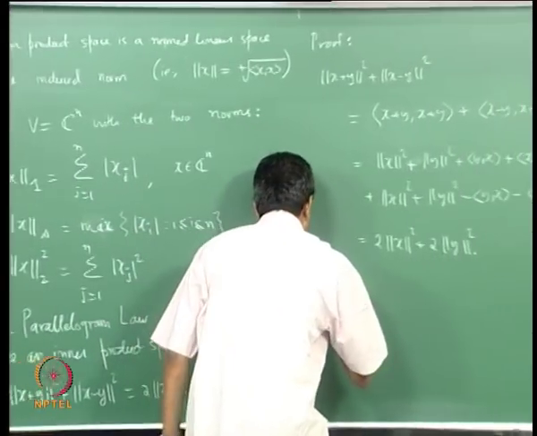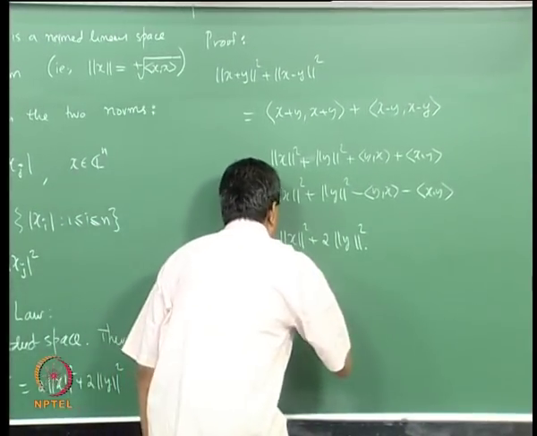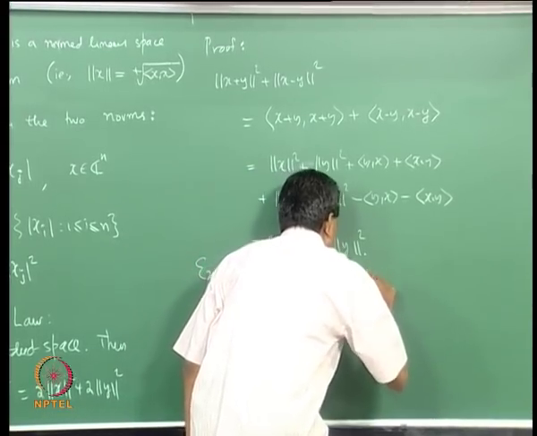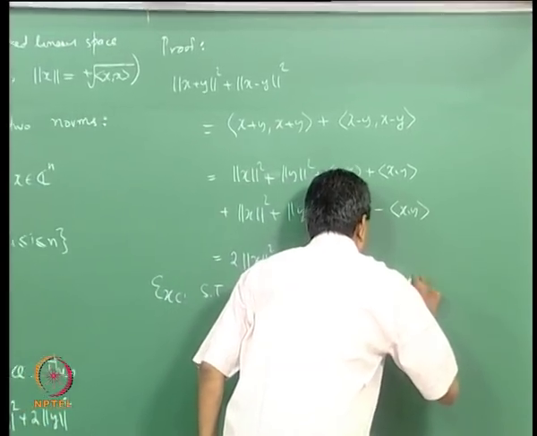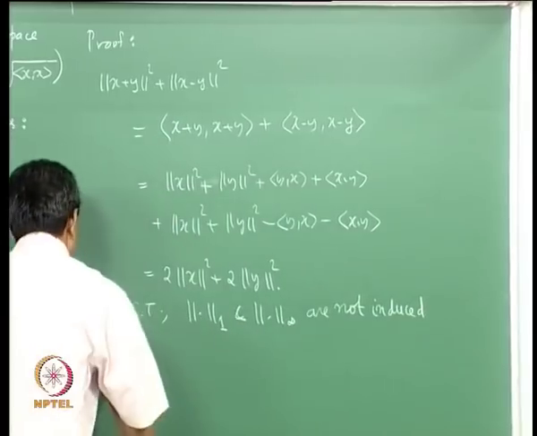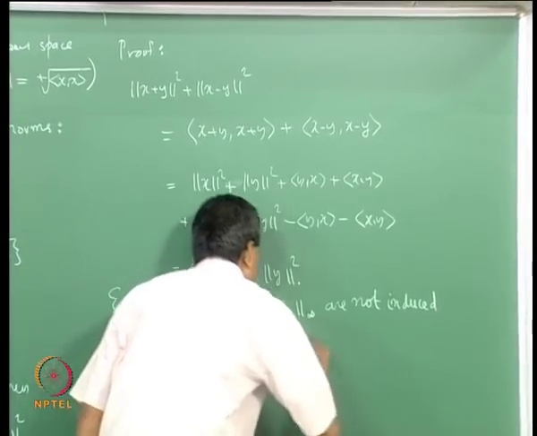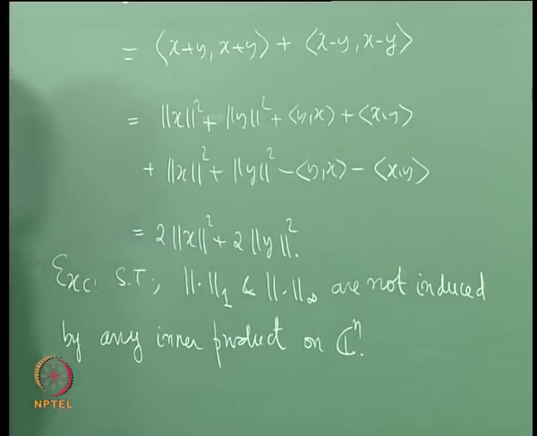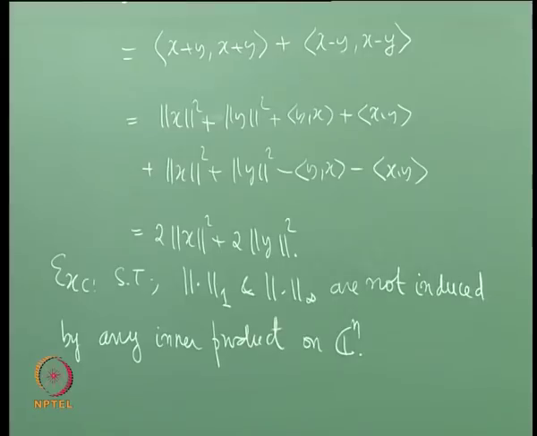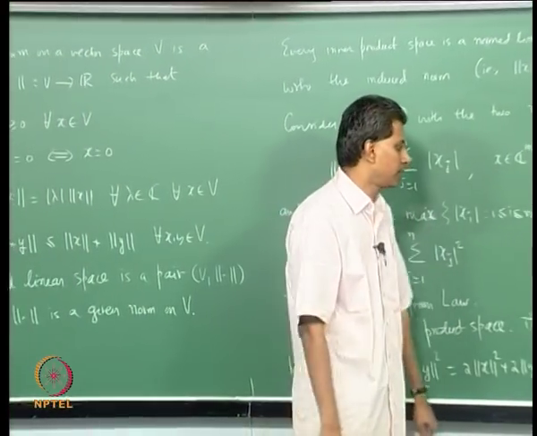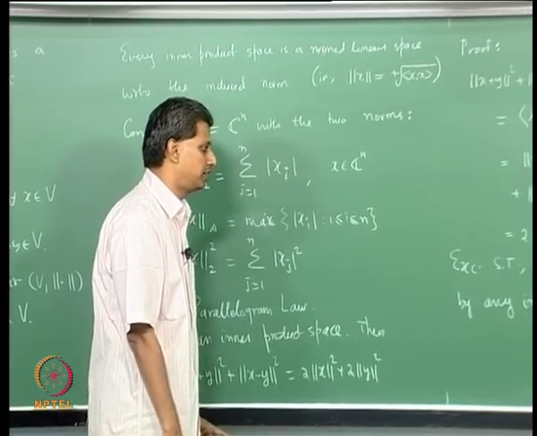So the exercise for you is show that the one norm and the infinity norm are not induced by any inner product. The context is Cn. You also have similar results for the space of continuous functions over 0, 1. For the space of continuous functions over 0, 1, there is a 2 norm induced by the inner product which I have given there. But there are other norms that can be defined on C[0,1].